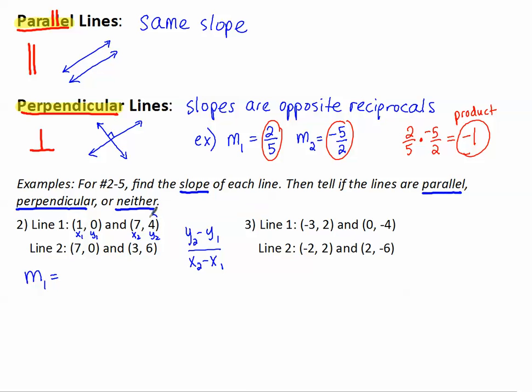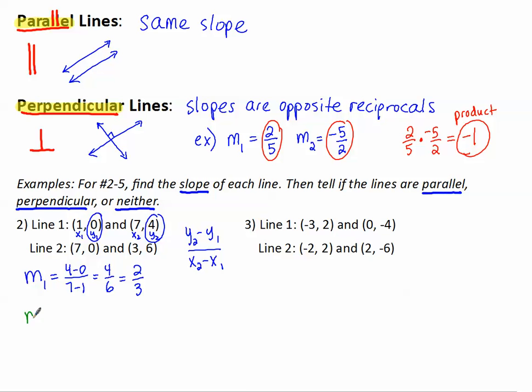So my y's, I'm going to start with those. 4 minus 0 over my x's. If I started with the second point, I start with the second point again. So it looks like 4/6, but we can simplify that to 2/3. We always leave slope as a simplified fraction, never a decimal, because that way we can see the rise and the run for when we have to go and graph it.